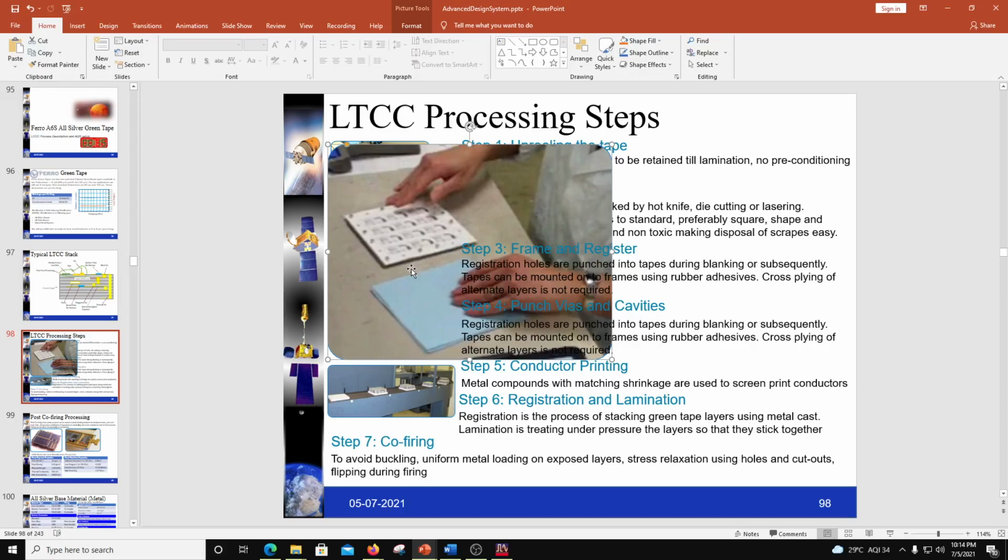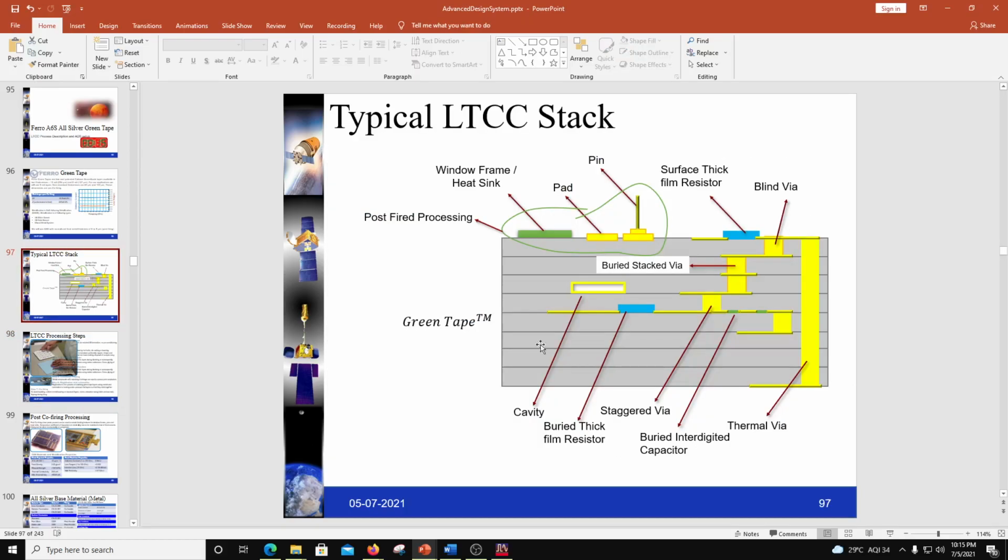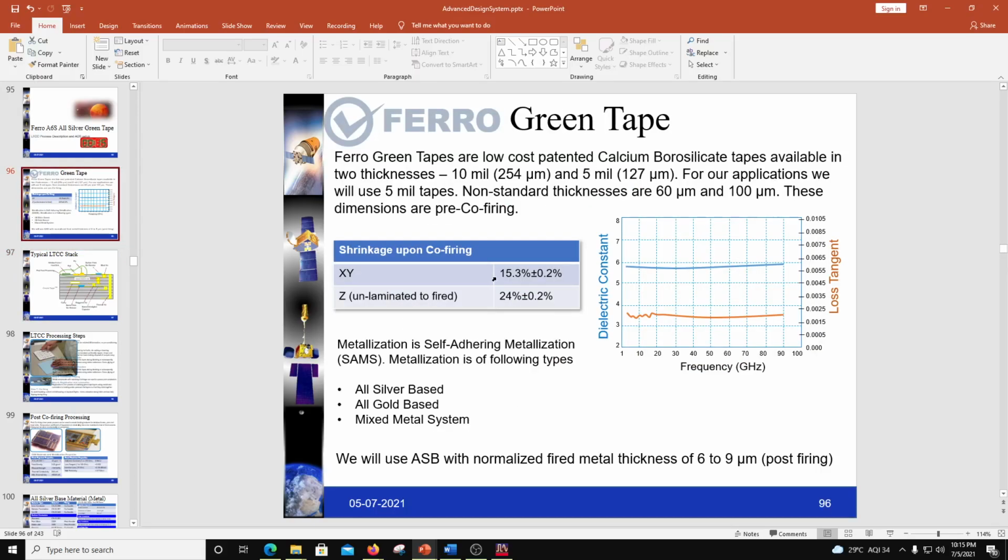Again, for that there are silver based pastes, and you do the screen printing of these circuits, right? You can stack those one on top of the other, which eventually when they are fired are going to shrink. They are going to shrink along X and Y, by 15.3%. So when you do the simulation, you are simulating on a contracted design.